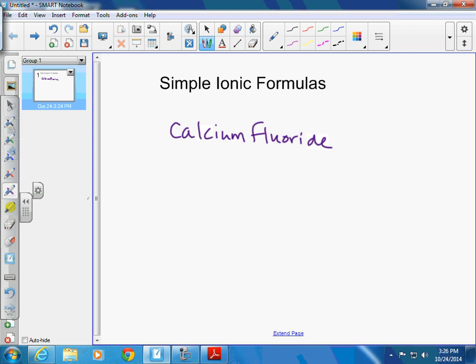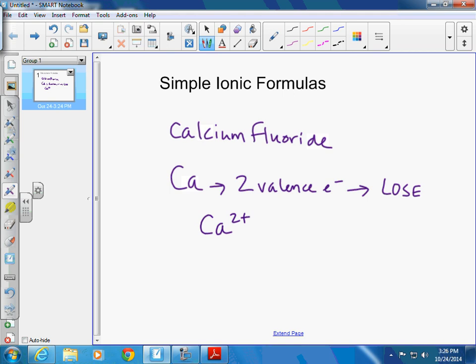Let's take a look at calcium first. Calcium has 2 valence electrons. And as we talked about in class, any element that has a low number of valence electrons, like 1, 2, or 3 valence electrons, will lose all of them. So what's going to happen to calcium is that it will lose its 2 valence electrons, and it will become a calcium ion, which has a +2 charge.